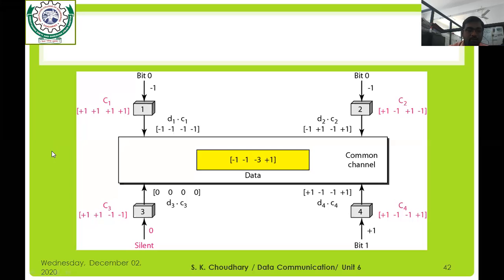Please take a screenshot of this diagram. Here you can see the 4 stations, and each station is sending data. Station 1 is sending -1, station 2 is also sending -1 because both are sending bit 0. Similarly, station 3 is silent, so it sends 0, and station 4 is sending bit 1, so it is +1.